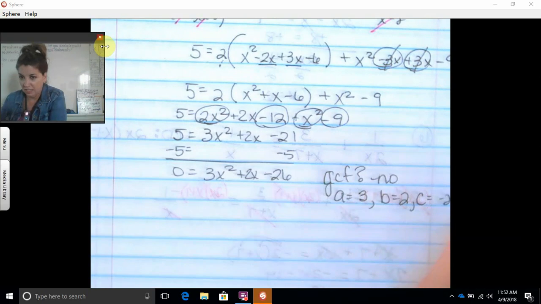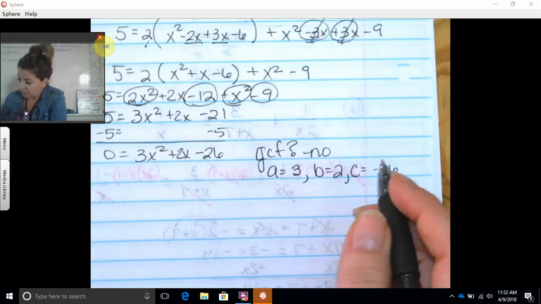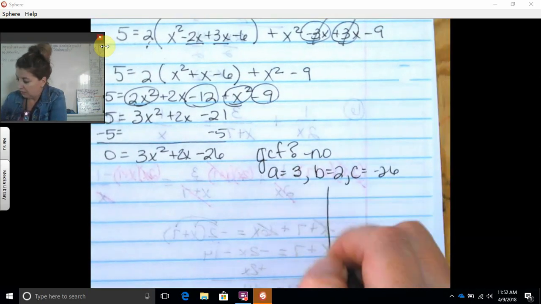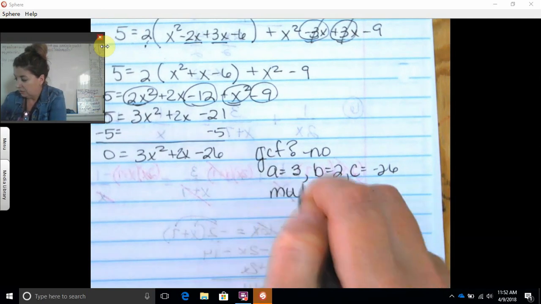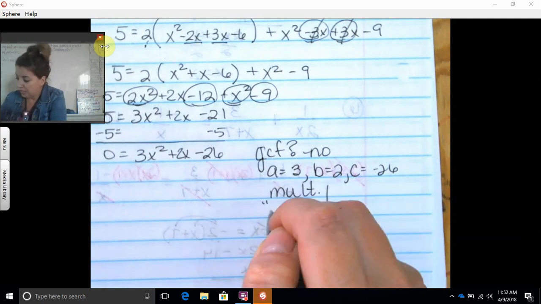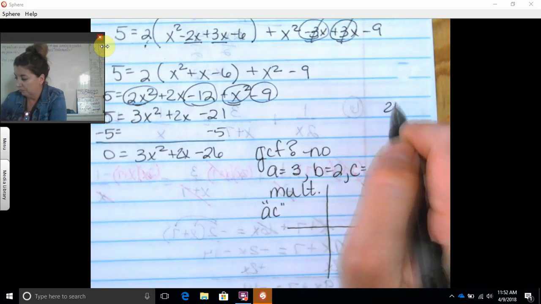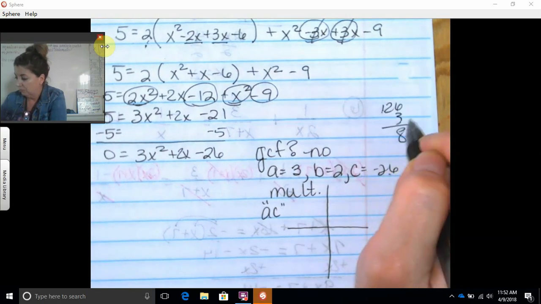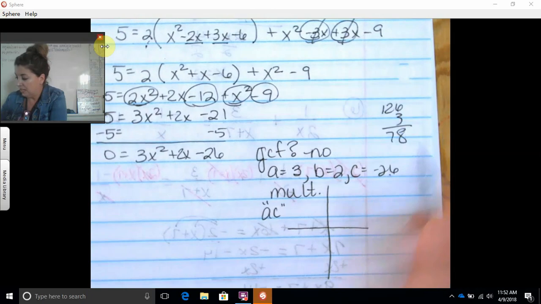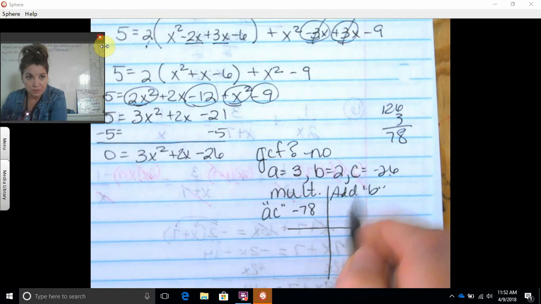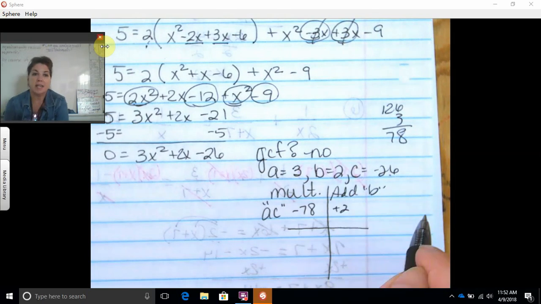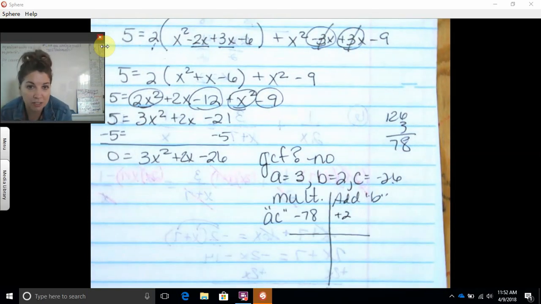Now, if I were going to factor this, make my little T-chart, short and stout. Here is my handle. Here is my spell. I need two numbers that multiply together to get A times C, which is 3 times negative 26. So that's negative 78. And add to get B, which is positive 2. And I already tried this earlier, and it's not factorable.